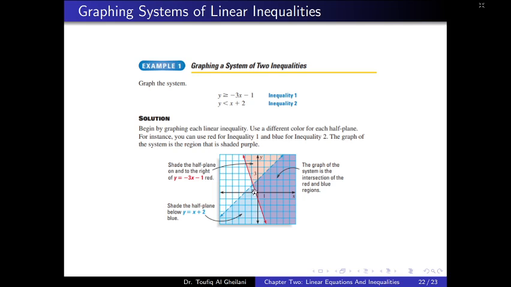Here I shade below the line because it's less than, and for the red one I shade above the line because it's greater than. So the solution of the system is the intersection of the red and the blue regions. This will be the solution set.